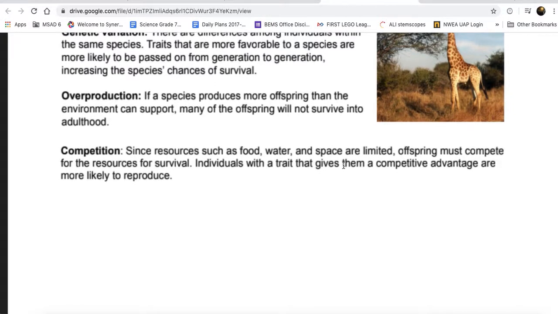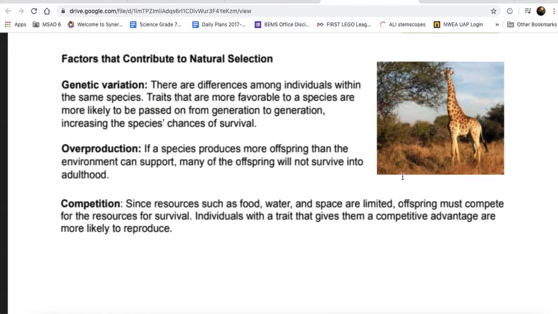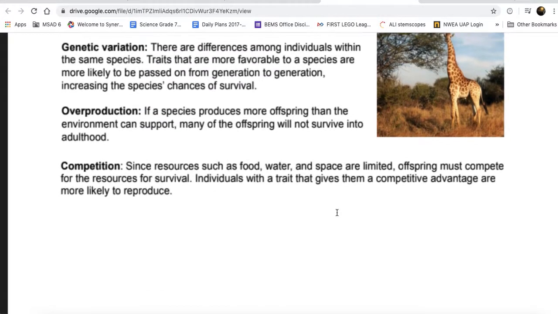Competition. Since resources such as food, water, and space are limited, offspring must compete for the resources for survival. Individuals with a trait that gives them a competitive advantage are more likely to reproduce. So, what's got a competitive advantage? The faster giraffe that doesn't get eaten, the giraffe with the longest neck that can eat more food, and the prettiest giraffe, of course.